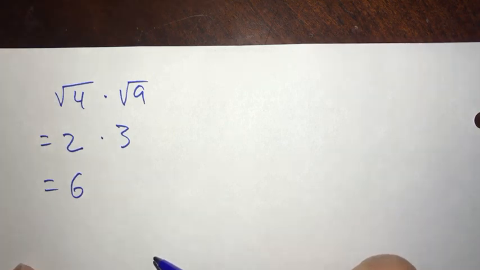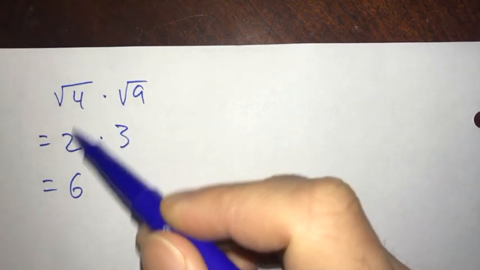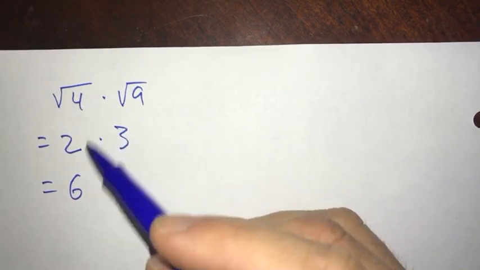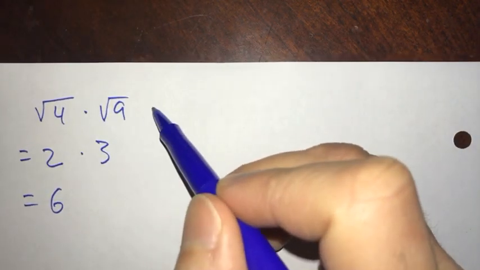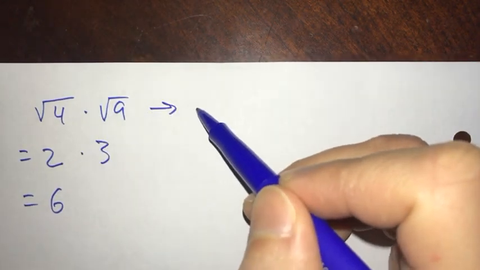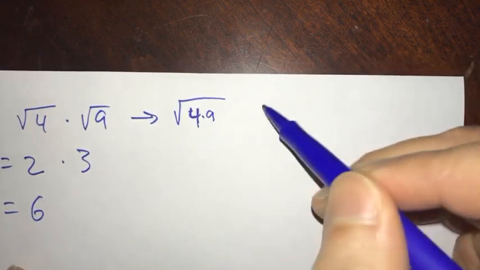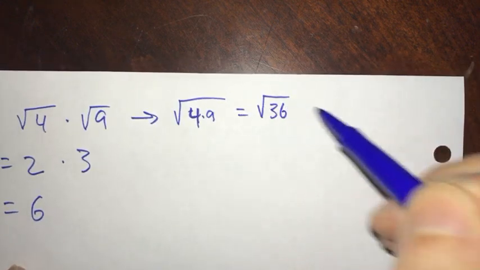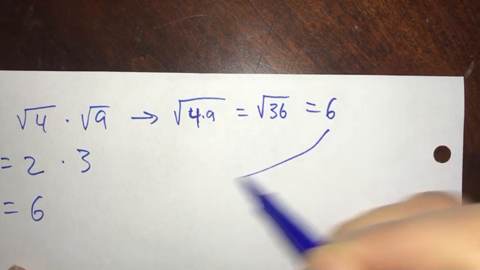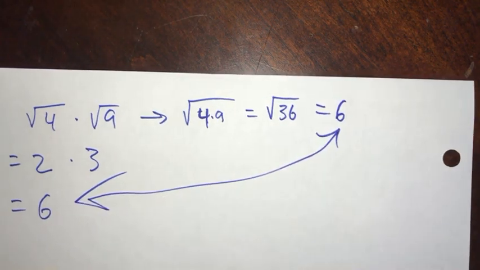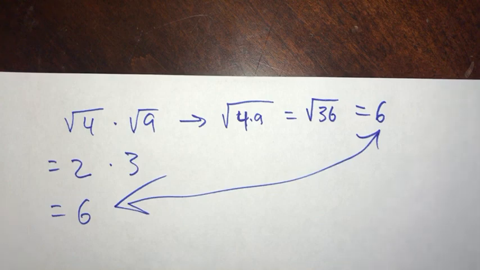Is there another way we could have gotten this answer rather than just simplifying each one? We could. If we actually multiply the insides of the roots, 4 times 9 is actually 36, and the square root of 36 is 6. See how we get the same answer? So it is a rule that we can multiply the insides of square roots together.